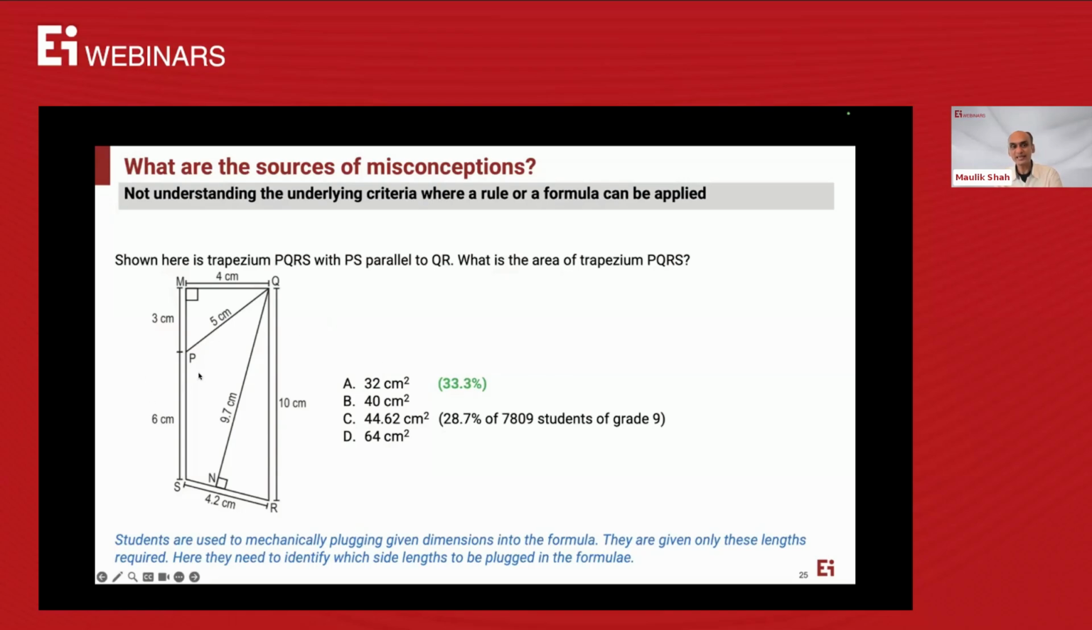Only when we ask questions like this, they need to figure out what lens to use, right? In real life, whenever we are solving a problem, we are not given only the thing that is desired, which is required to solve a problem. We have to identify what information we need.